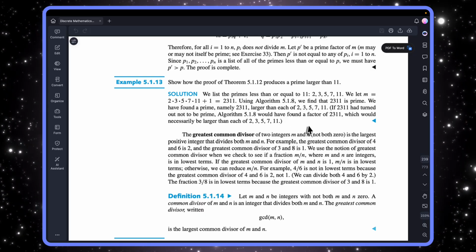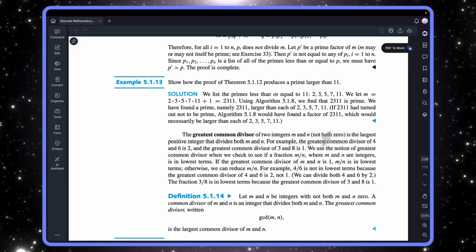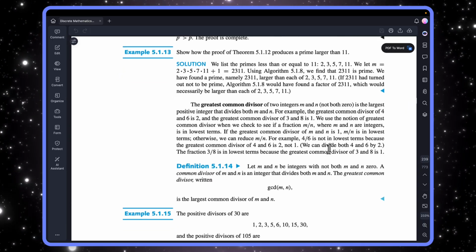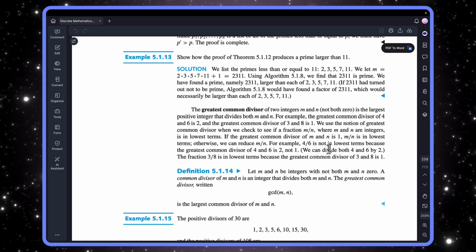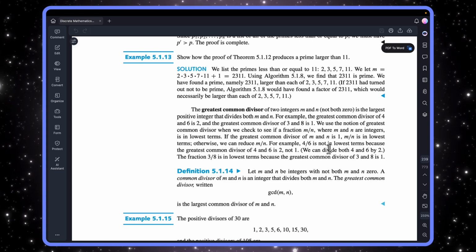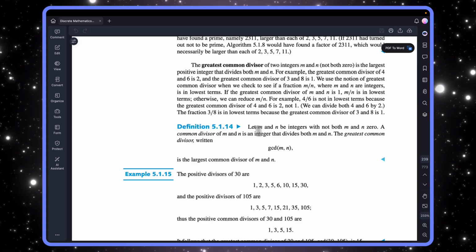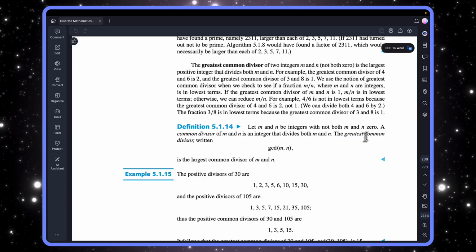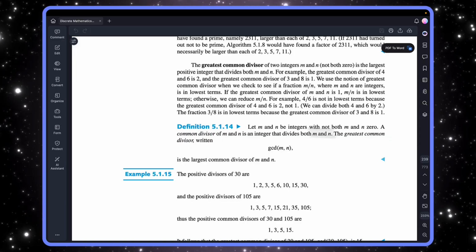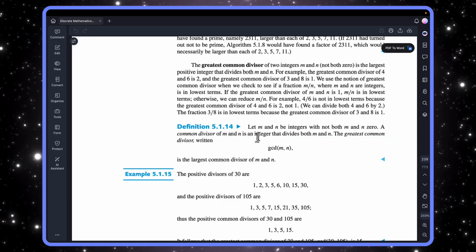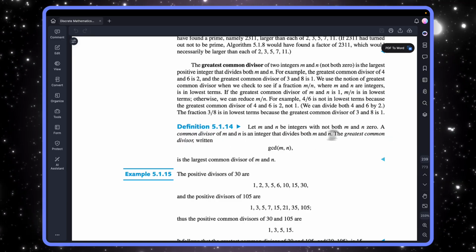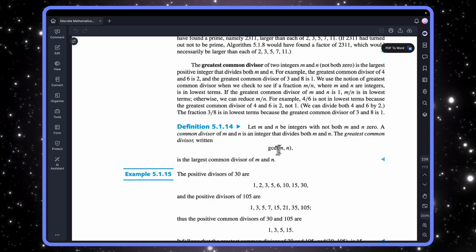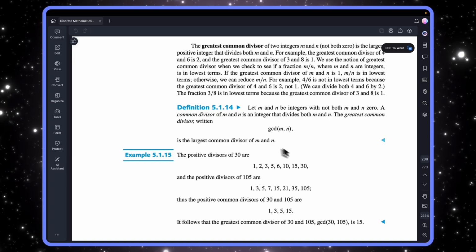And one is the greatest common divisor, and you've probably heard of this. If you've taken an elementary algebra class, you think about the greatest common divisor, right? And here's the definition: let m and n be integers with not both m and n 0. A common divisor of m and n is an integer that divides both m and n. The greatest common divisor, written GCD of m and n, is the largest common divisor of m and n.